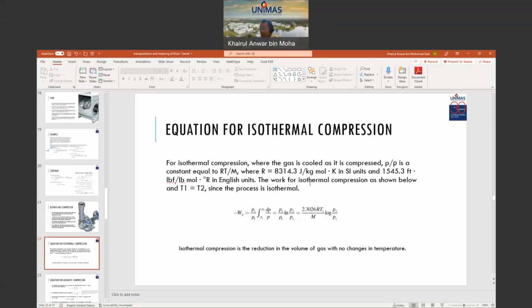The work for isothermal compression is shown below, and T1 equals T2 since the process is isothermal. So minus Ws is the mechanical energy in joule per kilogram, P1 over rho 1 times the integral of dp over p. So the final equation is 2.3026 RT1 over M log P2 over P1.